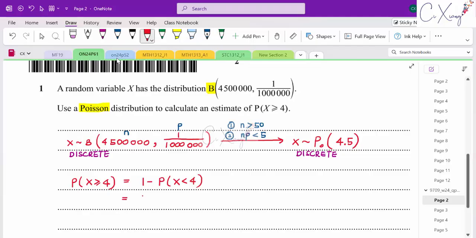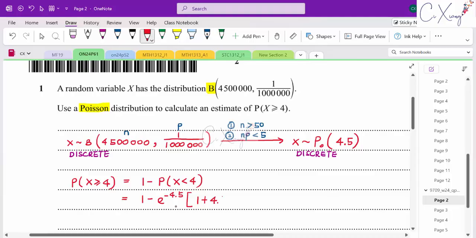So X smaller than 4 means that you start from X equals 0 first. I have e to the negative lambda for the formula of the Poisson distribution. When X equals 0, the power term is always 1. When X equals 1, it is always 4.5, which is lambda. When X equals 2, you will have lambda squared divided by 2 factorial. Then X equals 3 is lambda to the power 3 divided by 3 factorial.